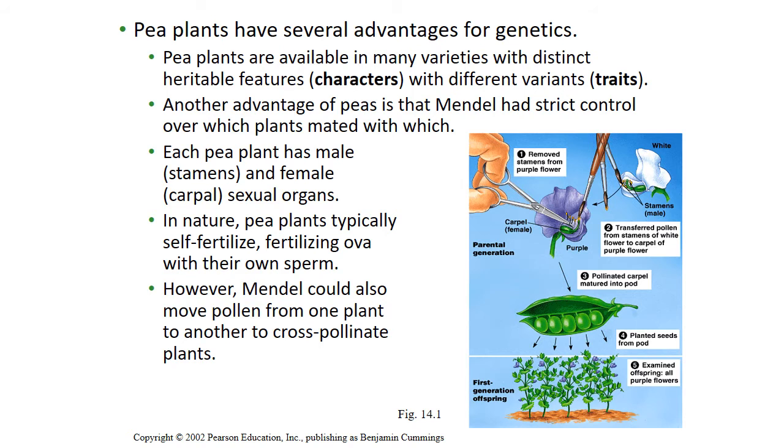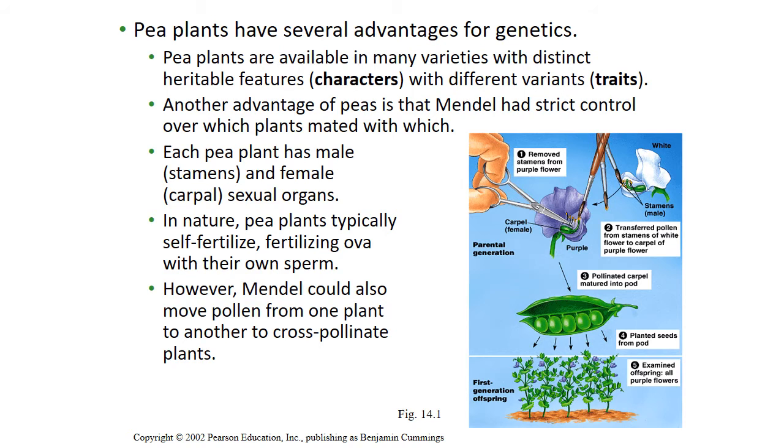Now, these pea plants have several advantages for genetics. They are available in many varieties with many distinct heritable features. And the advantage is that he has very strict control over which plants mate with which because he removed the male parts of all the flowers. And in nature they self-fertilize, which means that no matter what happens with those traits, he's going to be able to see those traits over and over again if they're pure breeds. And if they're not pure breeds, that's when you're going to get that variety showing up.